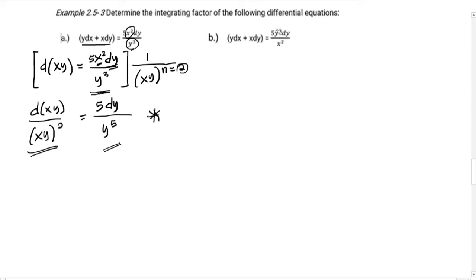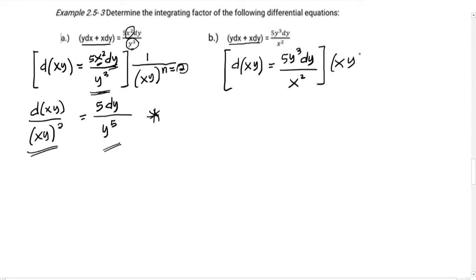So what's the difference? Again, I'm going to substitute the value for this exact differential, which is d(xy). And that is now equivalent to 5y cubed dy over x squared. Then I'm going to multiply this by (xy) raised to n. We're going to eliminate x, and the value for n here should be equivalent to positive 2. So with this, our variable x in the denominator can be eliminated.